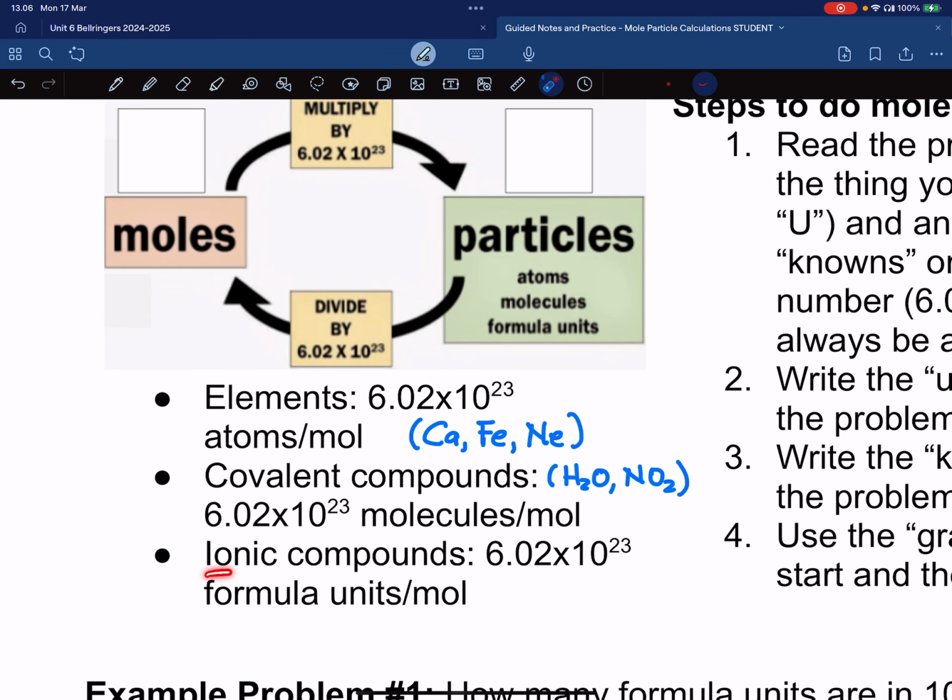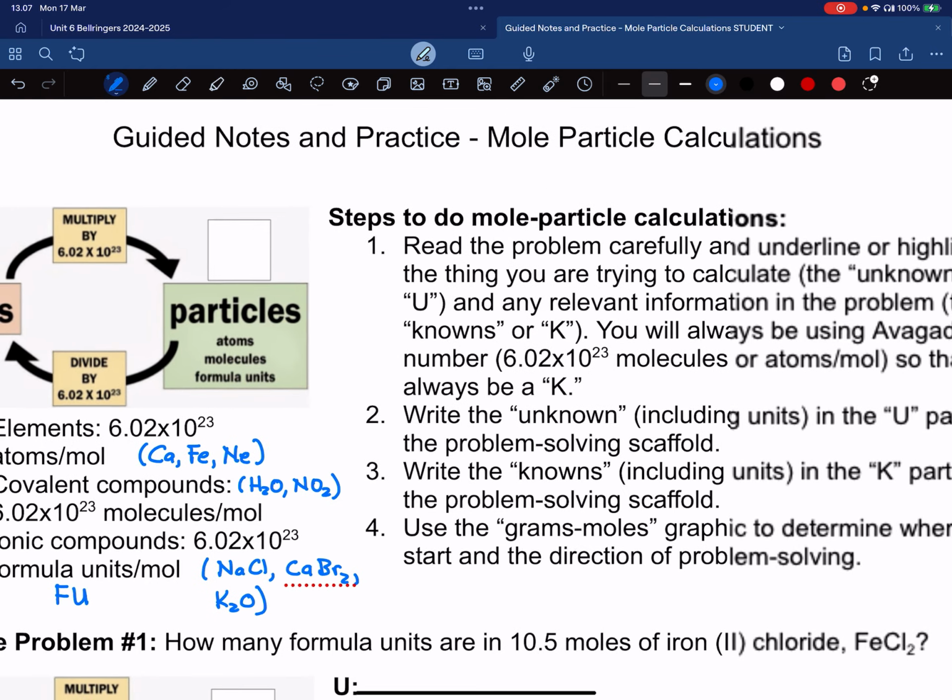If you have an ionic compound, you have 6.02 times 10 to the 23rd formula units per mole. Because, of course, ionic compounds, they're not molecules, they're billions and billions of ions together. Ionic compounds will start with metals, so sodium chloride or calcium bromide or potassium oxide. Those will be formula units. And because formula units can be long to write, I will frequently abbreviate them as FU. Don't read anything into that.